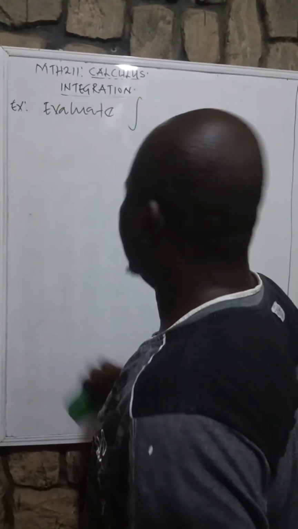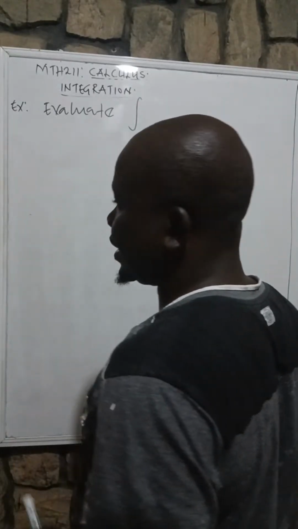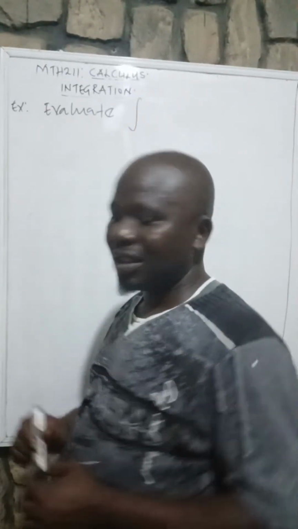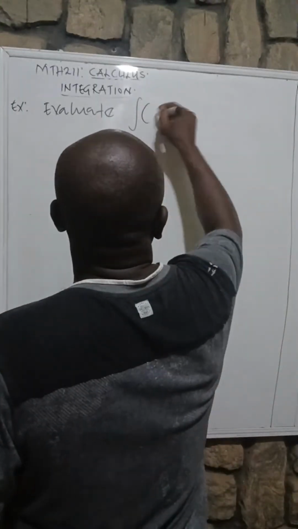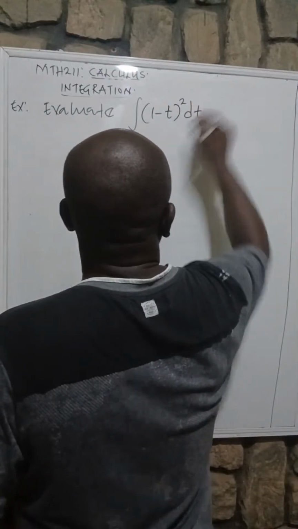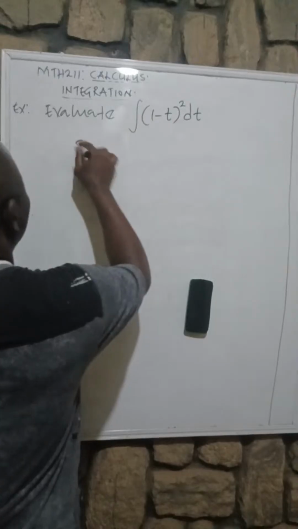Some of you are just coming. After the class, go back to the video. Start from the beginning. You understand what I'm teaching you here? I'm not doing magic. Integral of (1 minus t) raised to the power of 2 dt. It's simple as ABC. Solution.